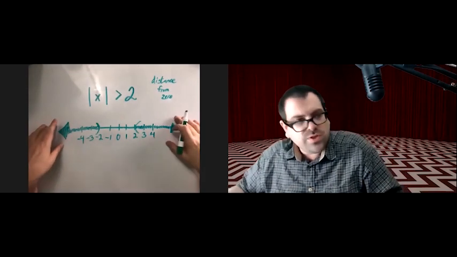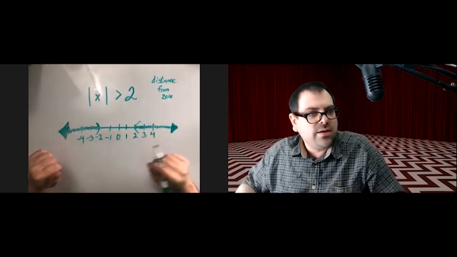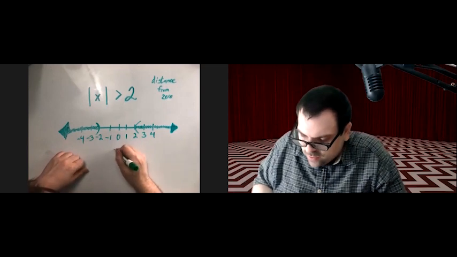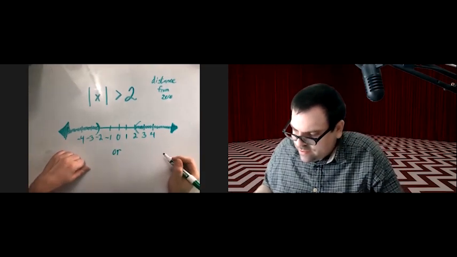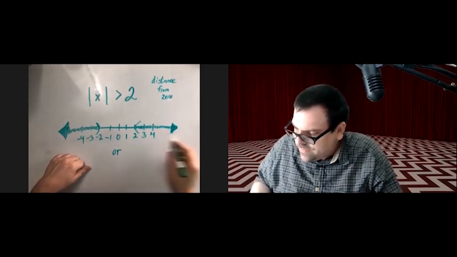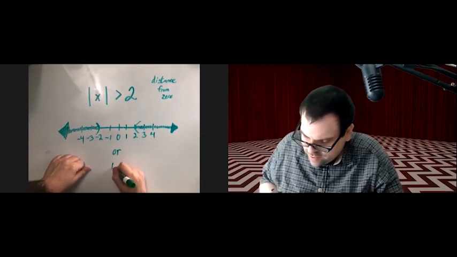So this is two separate intervals joined together as one answer. What does it mean when we bring those in? That's an or statement. This is a union.